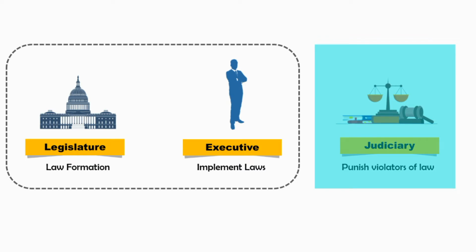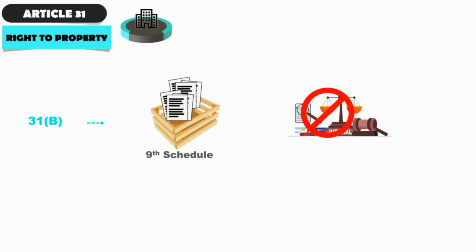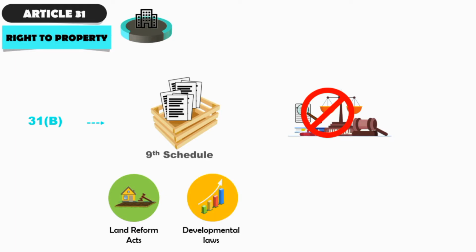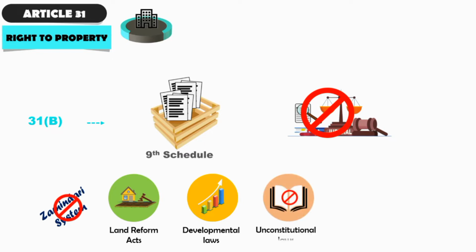This amendment was done under Article 31, that is the right to property. So initially the acts inserted in the 9th Schedule were somehow related to land reforms or development and were for the betterment of the people of India, and also helped to abolish the zamindari system from India. But over time, this 9th Schedule started getting misused, in which all those laws started being inserted which were unconstitutional, unreasonable and nowhere related to land reforms, which were infringing the fundamental rights of the people.